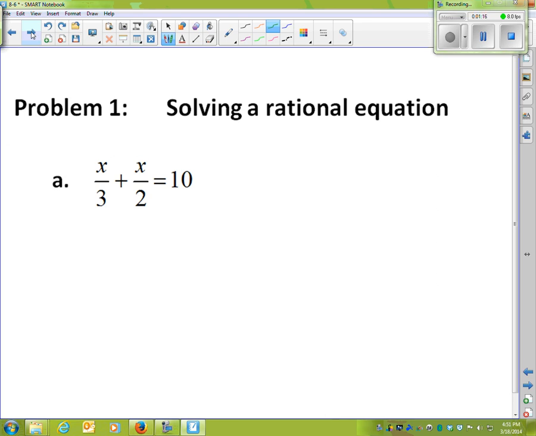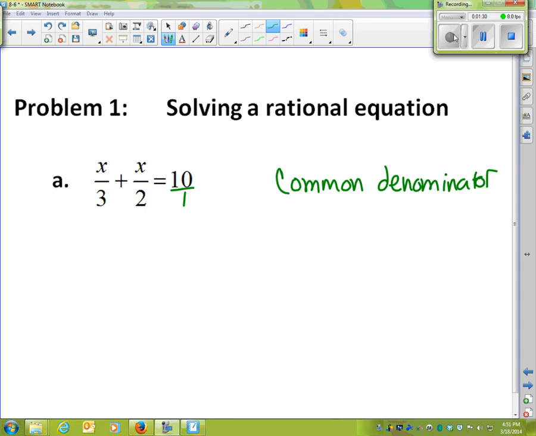x over 3 plus x over 2 is equal to 10. The first thing I want to do is to make everything involved into a fraction so that I can look at all denominators and come up with that common denominator. One thing you can do when numbers are involved is just multiply all the numbers together. My common denominator would be 3 times 2 times 1, which is 6. 6 involves all three numbers.